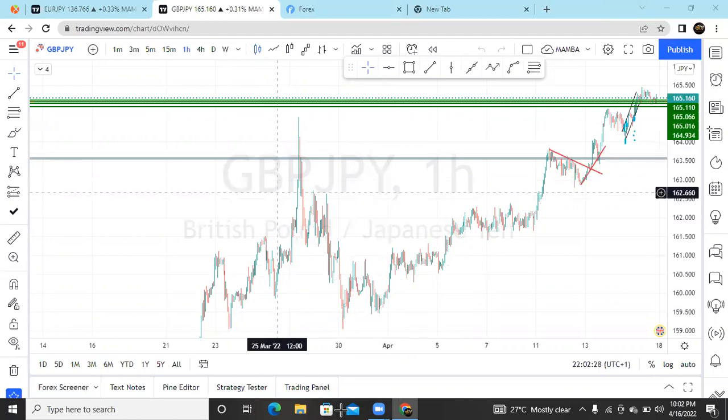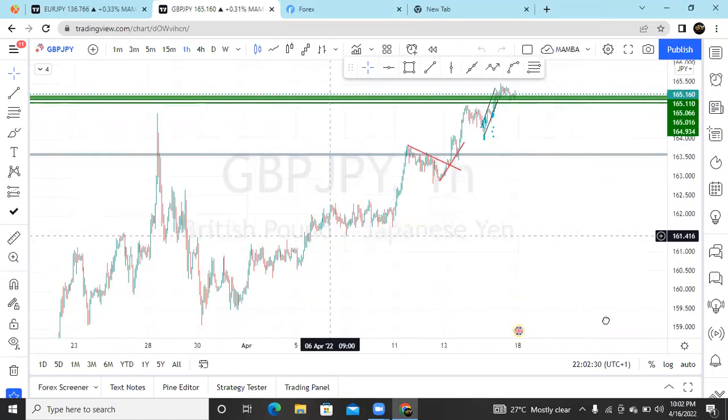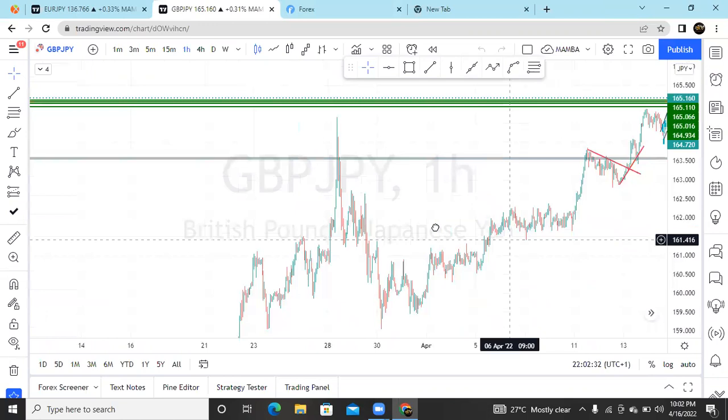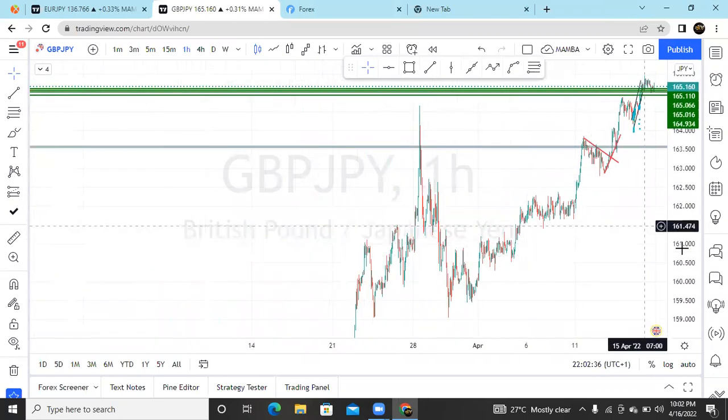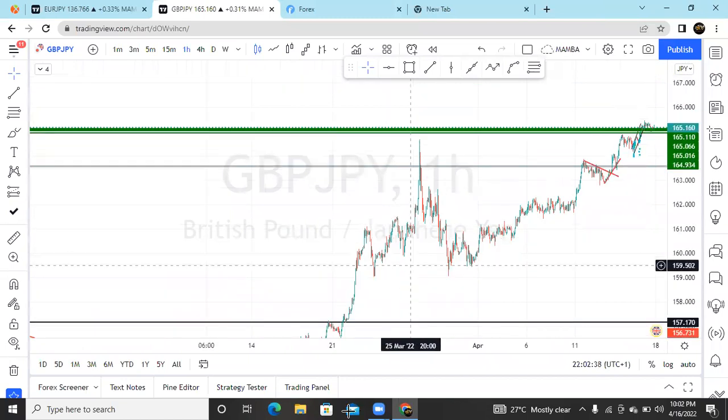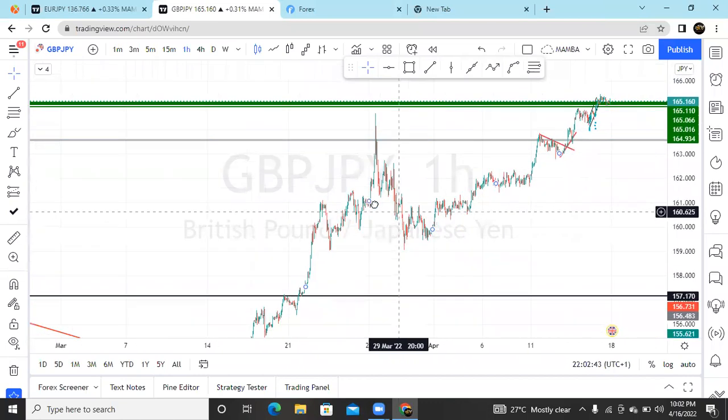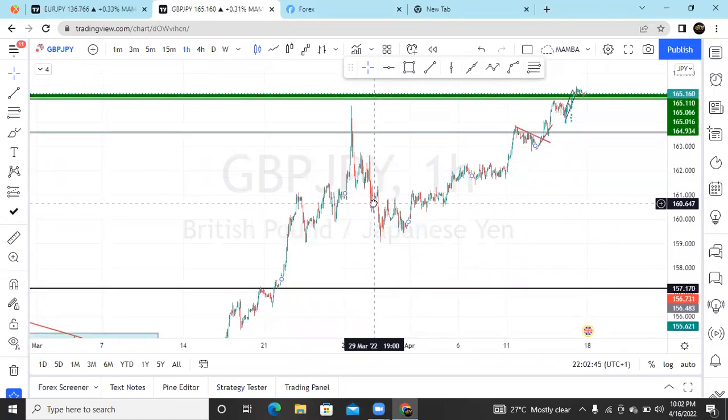So, guys, I hope everybody can see the screen. First, let's understand supply and demand zones. Supply and demand zones are very, very different from support and resistance.